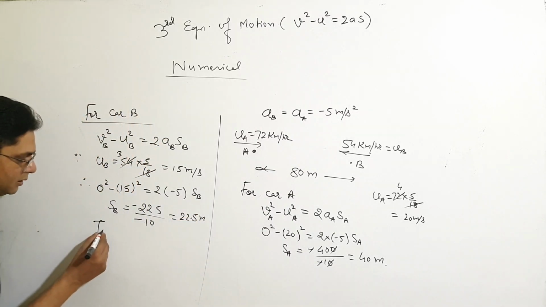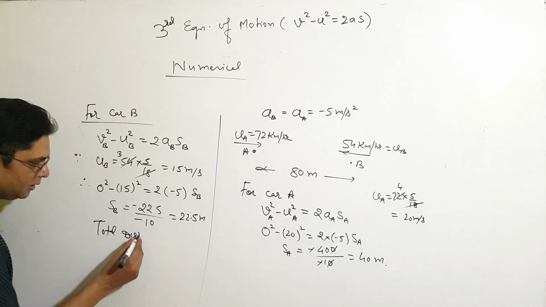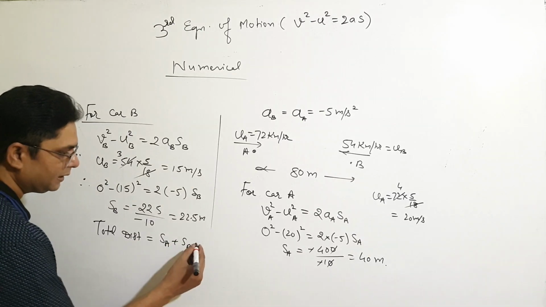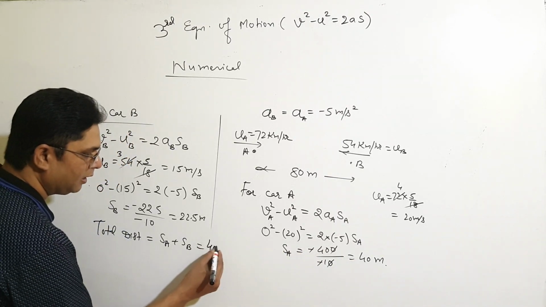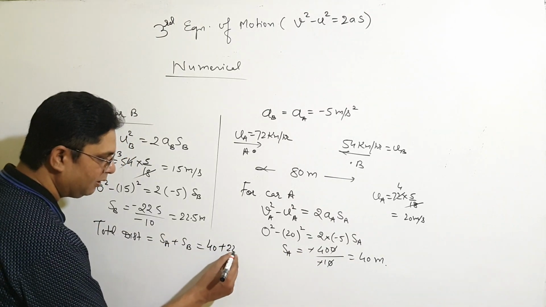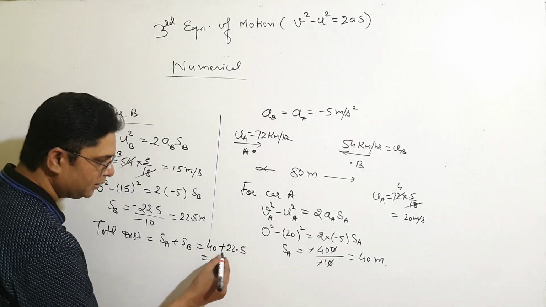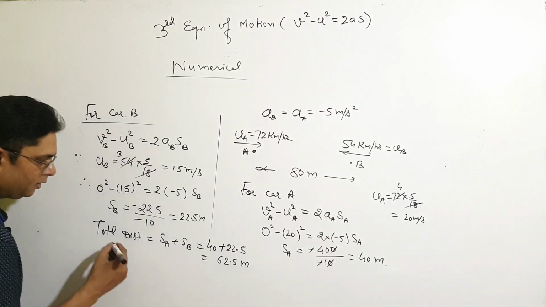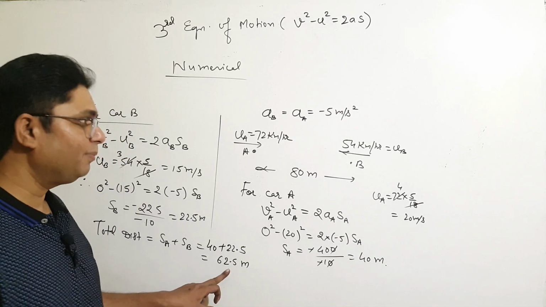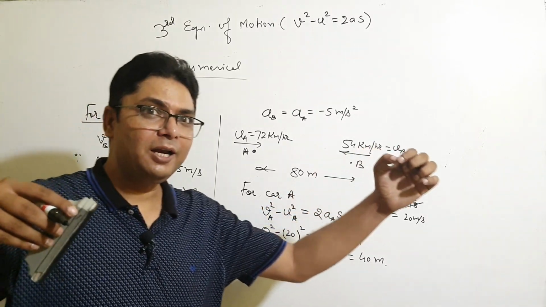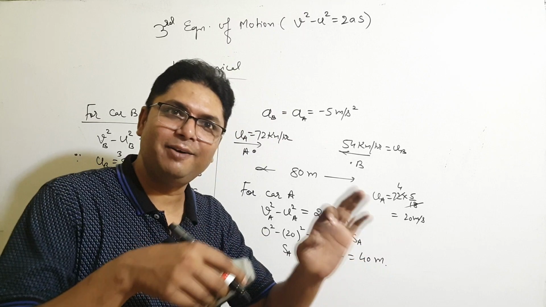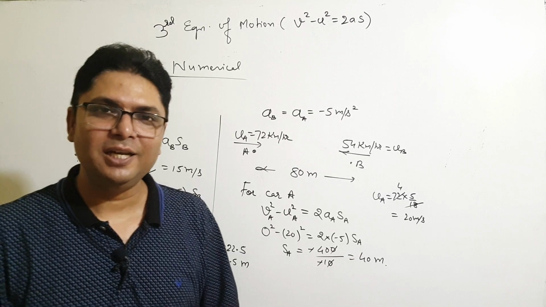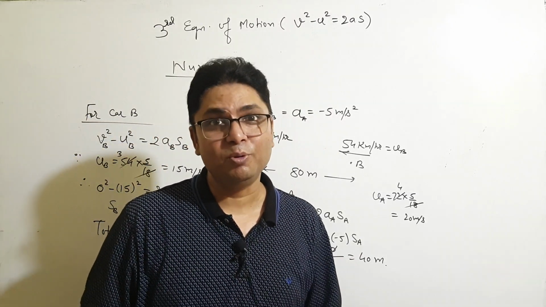Now the total distance is equals to s_A plus s_B. What is s_A? s_A is from here 40. And what is s_B? This is 22.5. So this is 62.5 meter. Since total distance 62.5 meter is less than 80 meter, the cars do not collide. Okay, and they were safe. Accident will be averted. Thus, you will learn the third equation of motion in 3 methods and how to solve numericals based on this.